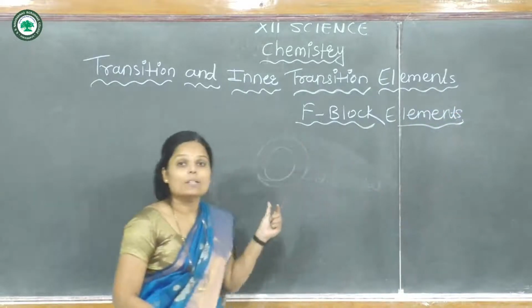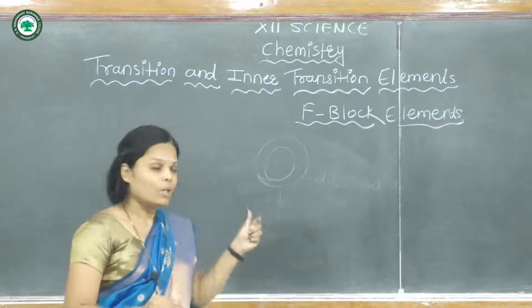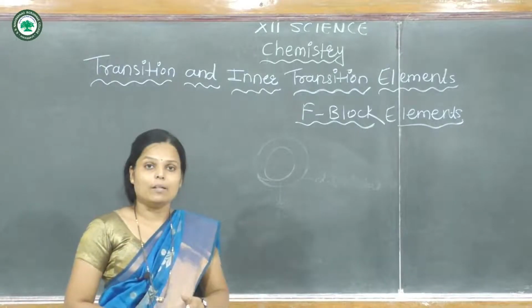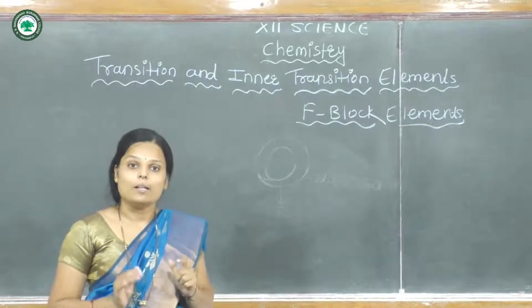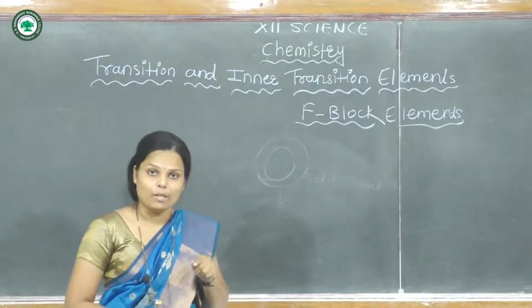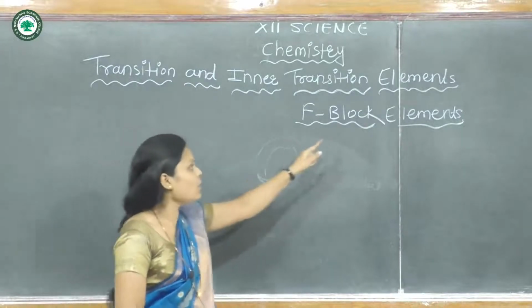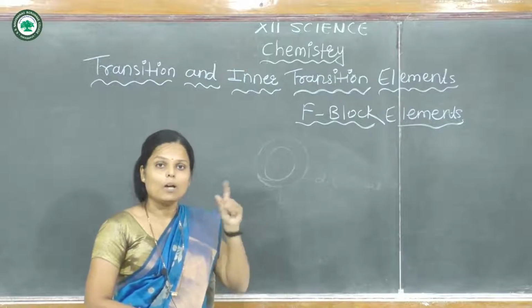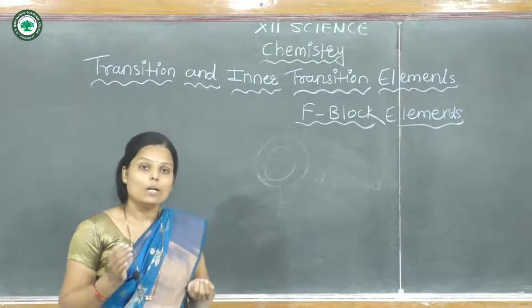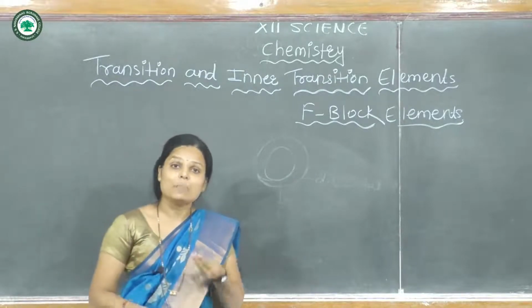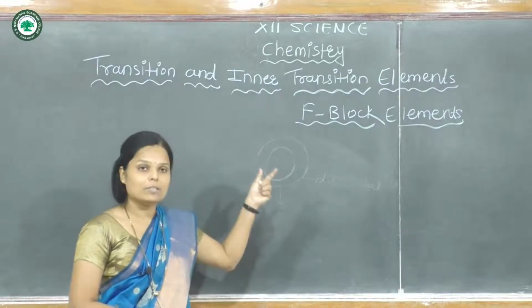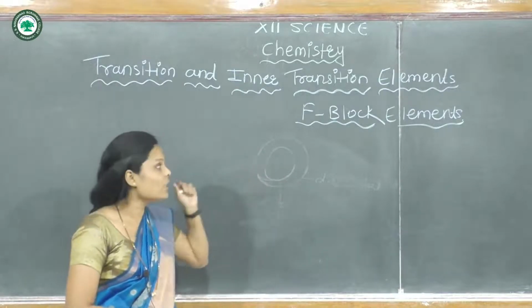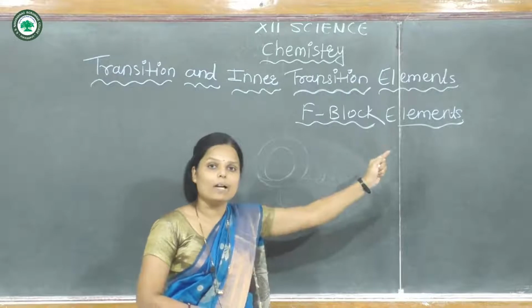Why is it called f-block elements? Because the last electron is present in the f orbital, the f subshell. In all these elements, the electrons are being filled in the f subshell. That's why it's called f-block elements.